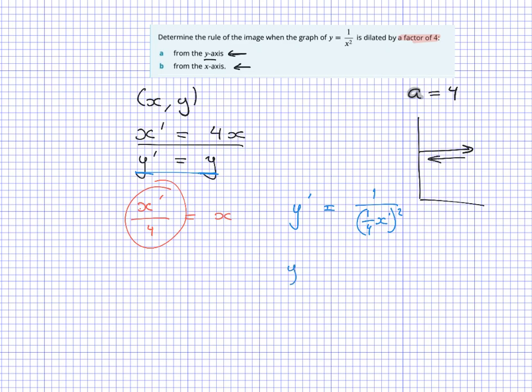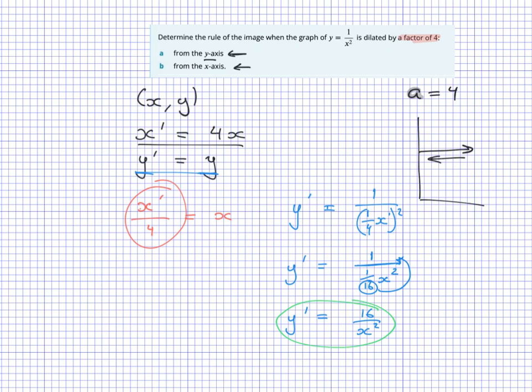So we have to simplify this if we can. So we've got 1 over, now when I square both of those things, I end up with 1/16 x squared. And when I have a fraction divided by another fraction, I can take the denominator and multiply it to the top. So I've got y image equals 16 over x squared. And really that's x image, but you can see how it sort of complicates things sitting in there. So we can actually remove it and just leave it as x squared. So this is now the new rule for a function that has been dilated by a factor of 4 from the y-axis. So it's been pushed away from or towards the y-axis.